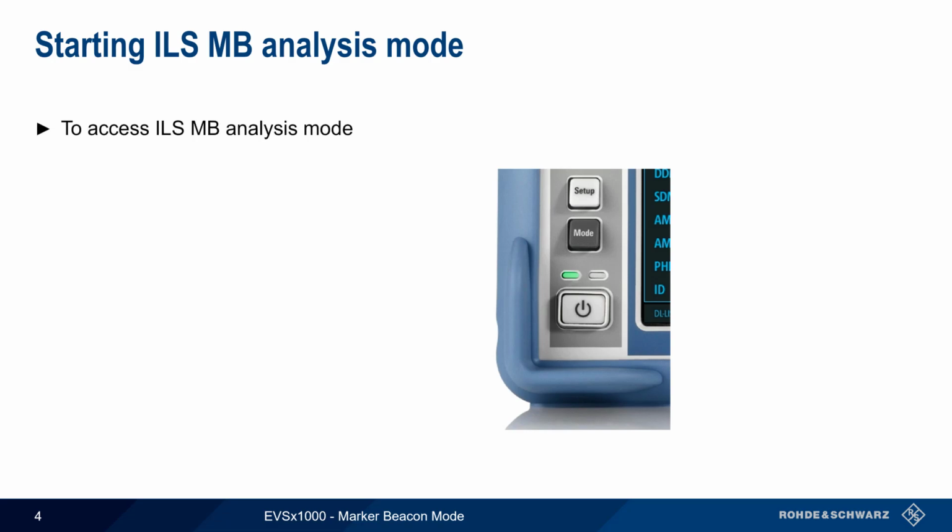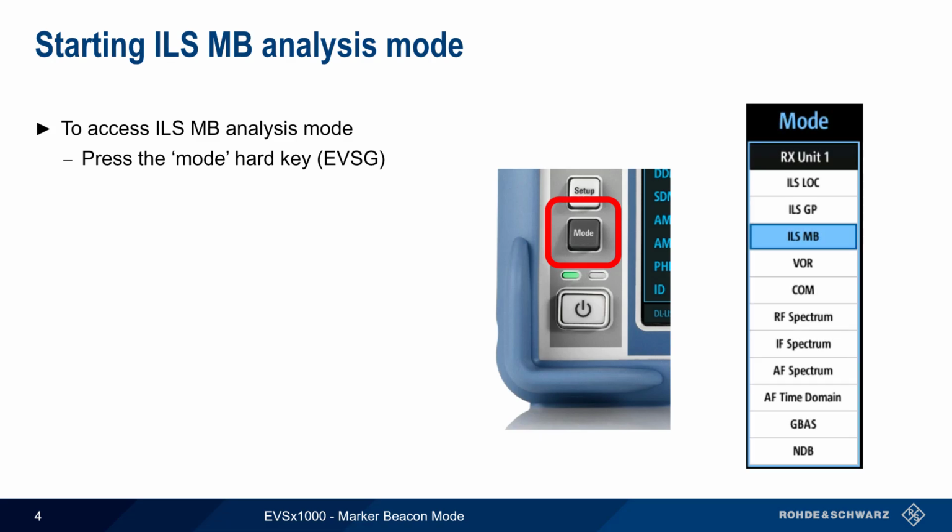To access marker beacon analysis mode on the EVS1000, simply press the Mode hard key on the front of the instrument and select ILS MB. If operating the EVS over VNC, press M, and then use the down arrow to scroll through the list of available analysis modes.